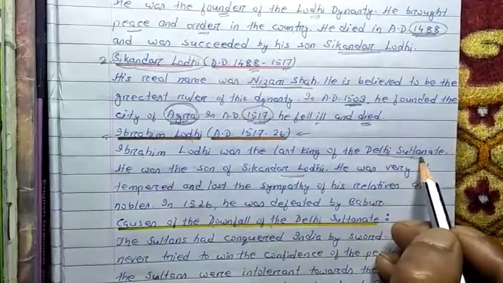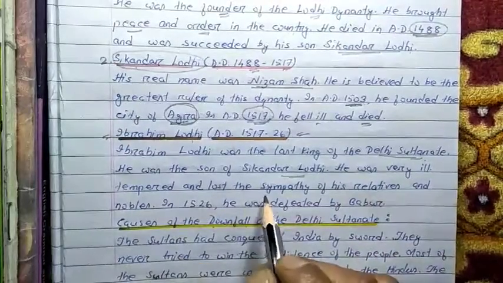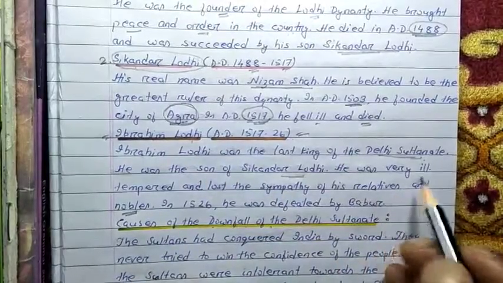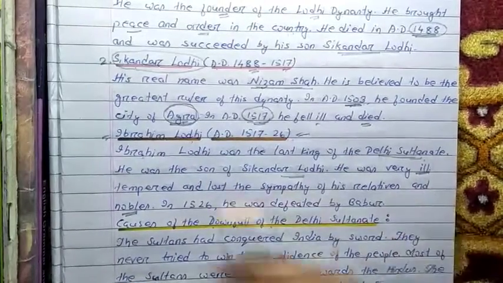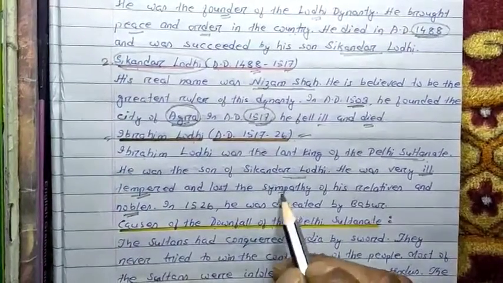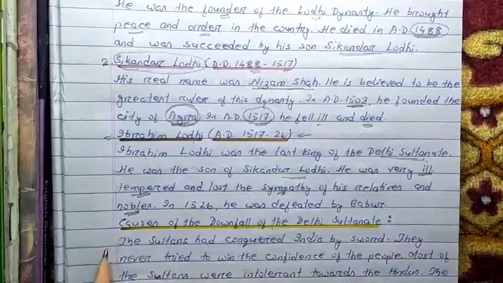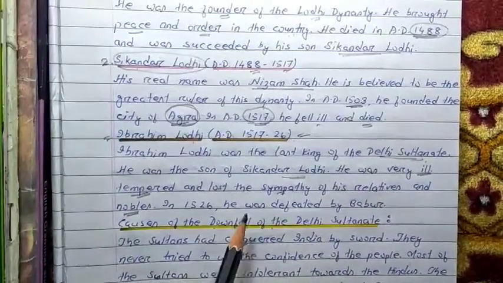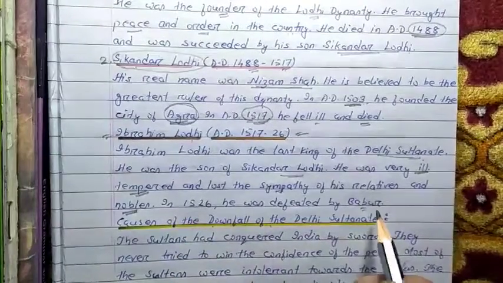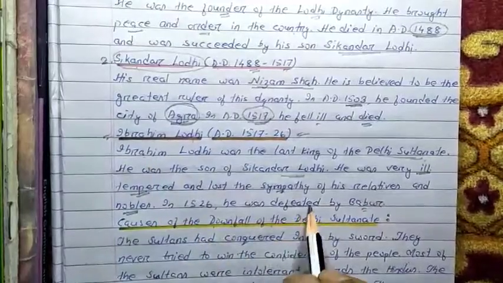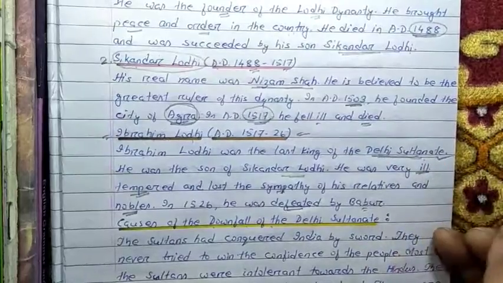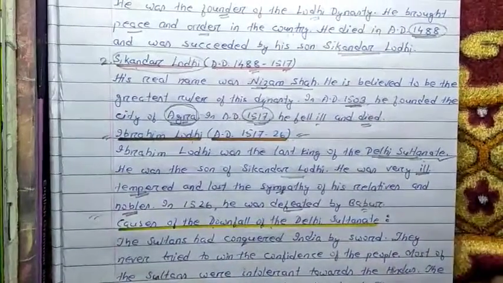He was very ill-tempered and lost the sympathy of his relatives as well as nobles. Ibrahim Lodhi was not a good ruler. He was not tolerant of others, and that's why he lost the sympathy of his relatives and the nobles. That chance was taken by the first Mughal ruler, Babur. In 1526, Babur attacked Ibrahim Lodhi and he was defeated, and thus the end of the Delhi Sultanate came. So that's about the different Delhi Sultans.